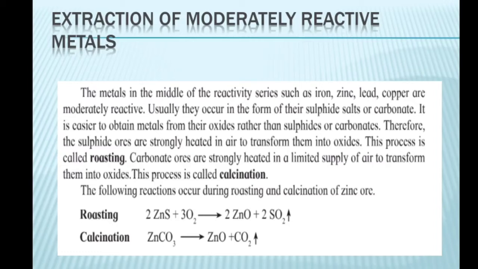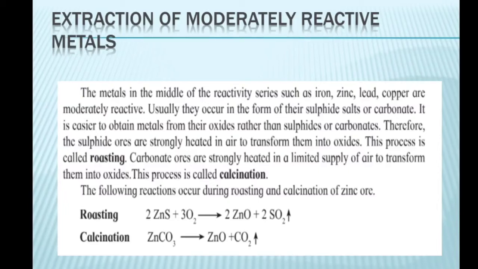Extraction of less reactive metals. The metals at the bottom of the reactivity series of metals are less reactive. That is why they are found in free state in nature. For example, gold, silver, platinum. The reserves of copper in free state are very few.